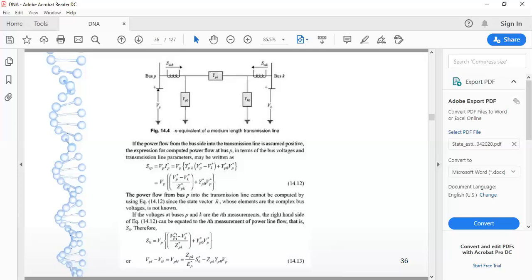If I take this one as a main term, then Zpk comes out over here, and this will be Vp. This Vp becomes Ep, because now we are considering it as a bus voltage. It is not the difference between bus voltages across this line. Hence it is termed as Ep. So Zpk divided by Ep conjugate into SLI.